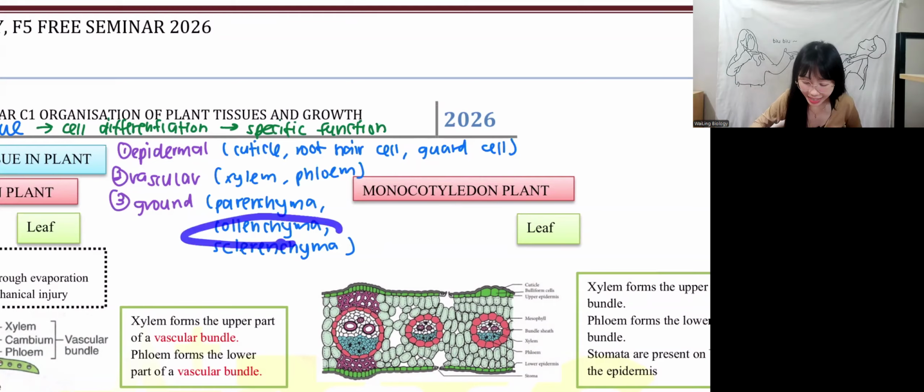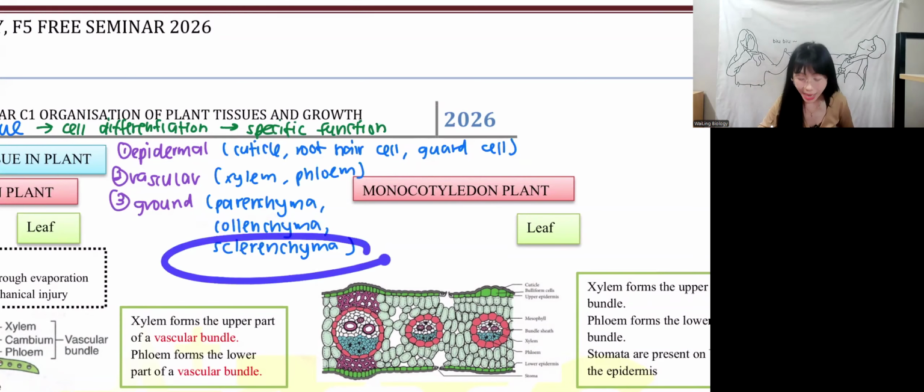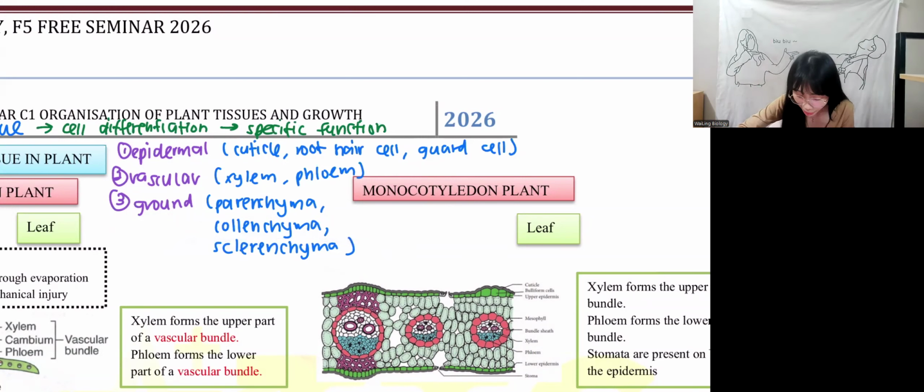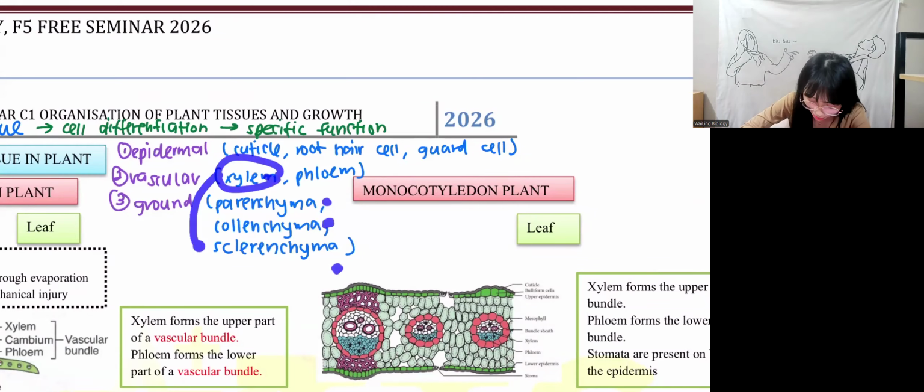Collenchyma tissue has an uneven thickened cell wall. I will show you the diagram later also. Sclerenchyma is a dead cell. Parenchyma and collenchyma are living cells. Besides sclerenchyma, who else is a dead cell? It will be xylem. Xylem is a dead cell like sclerenchyma.